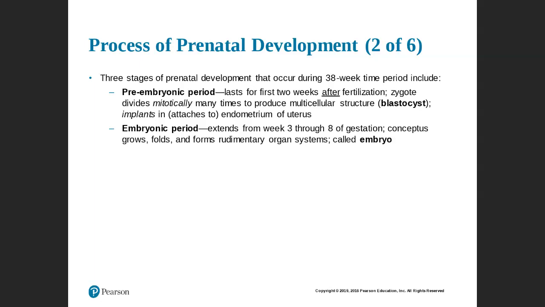So there's 3 stages of prenatal development that occur during a 38-week time period. And those include the pre-embryonic period. This basically lasts for the first 2 weeks immediately after fertilization. The zygote, remember, a zygote is a fertilized egg, okay? That divides mitotically. Remember, that's not meiosis. Mitotically, just a reproduction of cells many times to produce a multicellular structure called a blastocyst. It's the blastocyst that implants in the endometrial wall, okay? And that implants in the endometrium of the uterus.